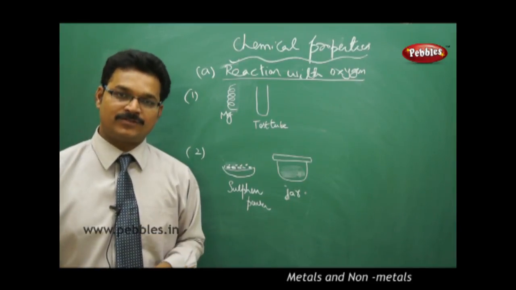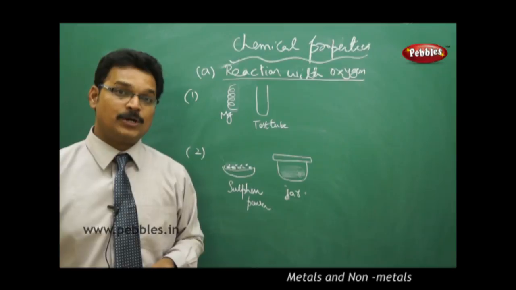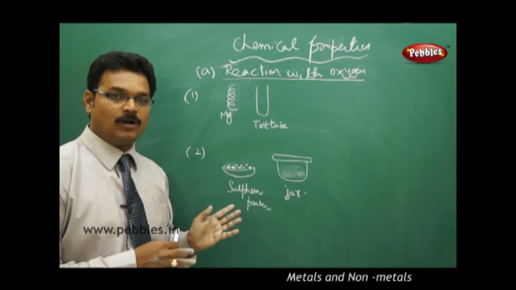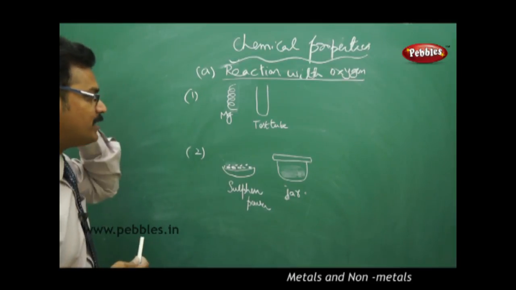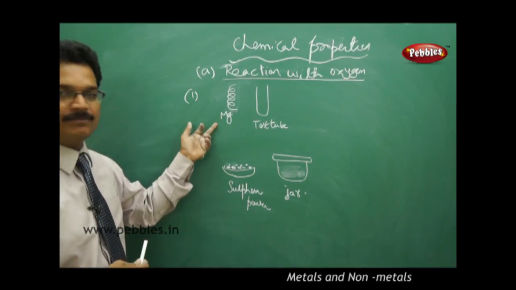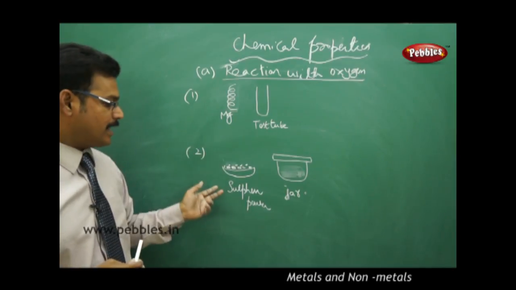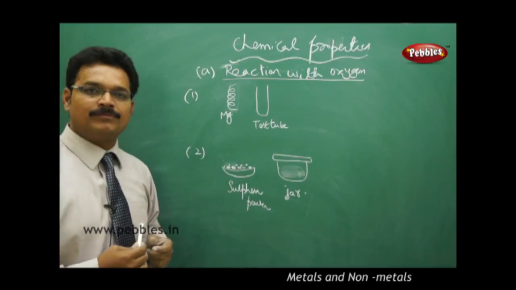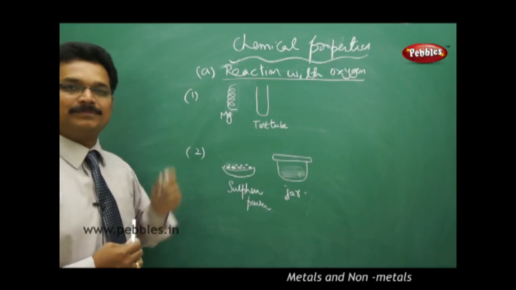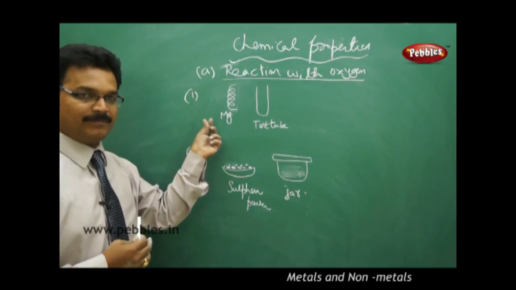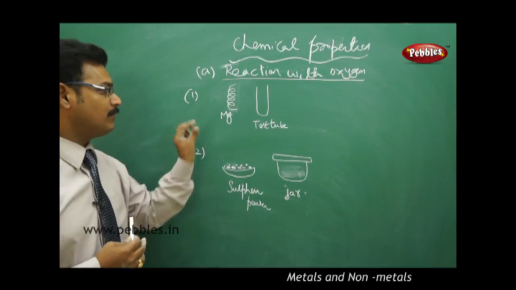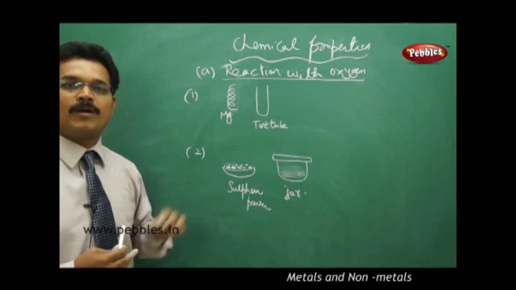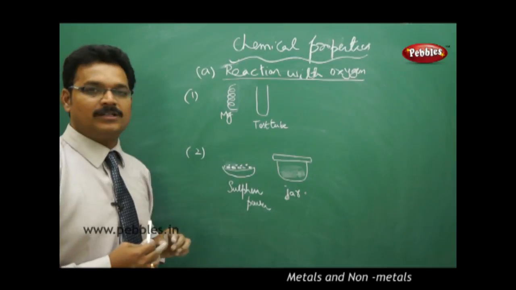In your chemistry laboratory, you can perform this experiment to test whether a metal given to you is metal or non-metal. So here are taken two materials, magnesium, called magnesium ribbons, and sulfur powder. Now, what to do with the magnesium? We'll heat the magnesium, and after burning the magnesium ribbons, keep them inside the test tube. Now add a little amount of distilled water in the test tube.